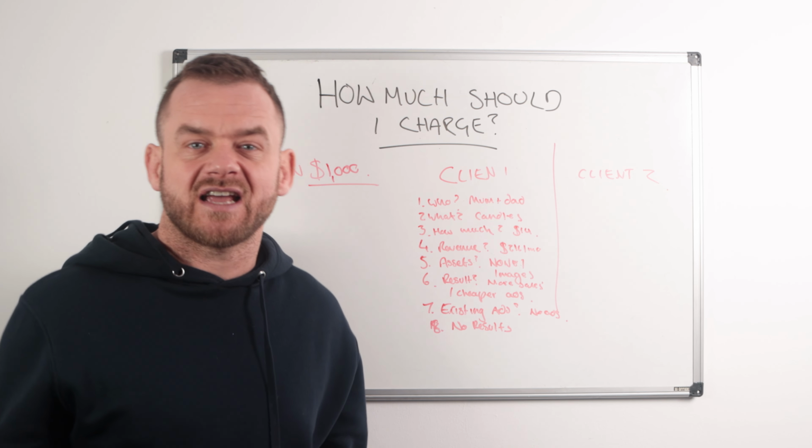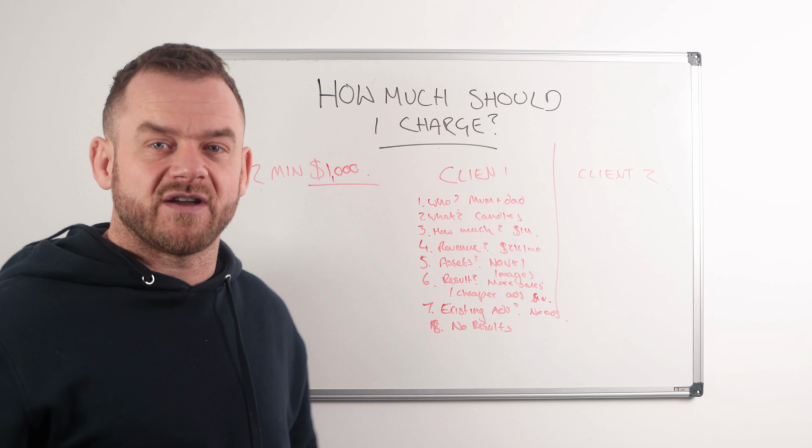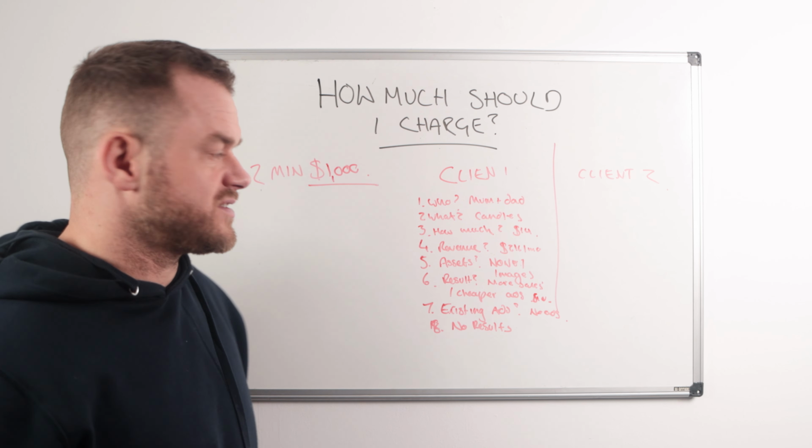Let's just say they've got a $10 CPA, right? So they're running some images on Facebook. It's $10 for them to make $4. So what are my options here?